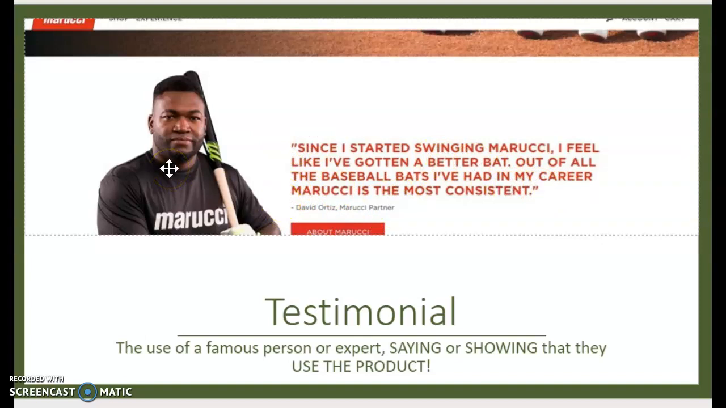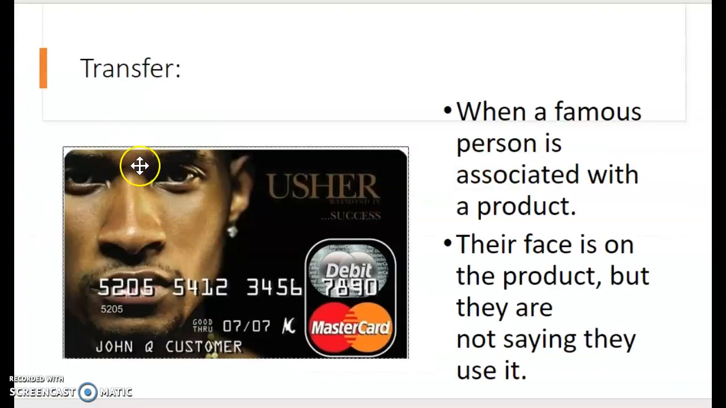So since I started swinging Marucci, I feel like I've gotten better. Out of all the baseball bats I've ever had in my career, Marucci is the most consistent. He is saying that because it is in quotations, and he is a famous baseball player. Okay, so this is very important. They have to say or show that they use the product. So on TV commercials, if they're actually eating a chip, that is showing that they use the product. However, transfer is just when they put pretty little faces on the product, but they're never actually saying they're using it.